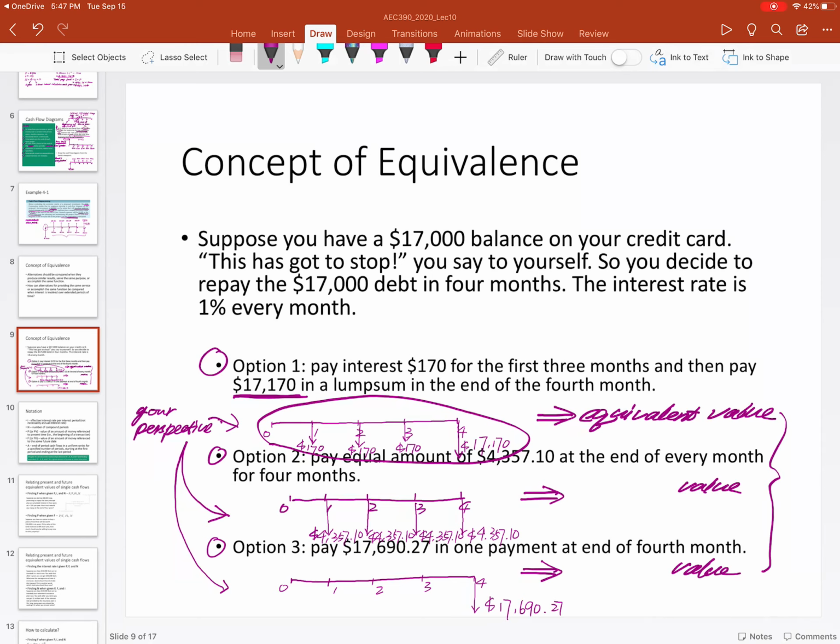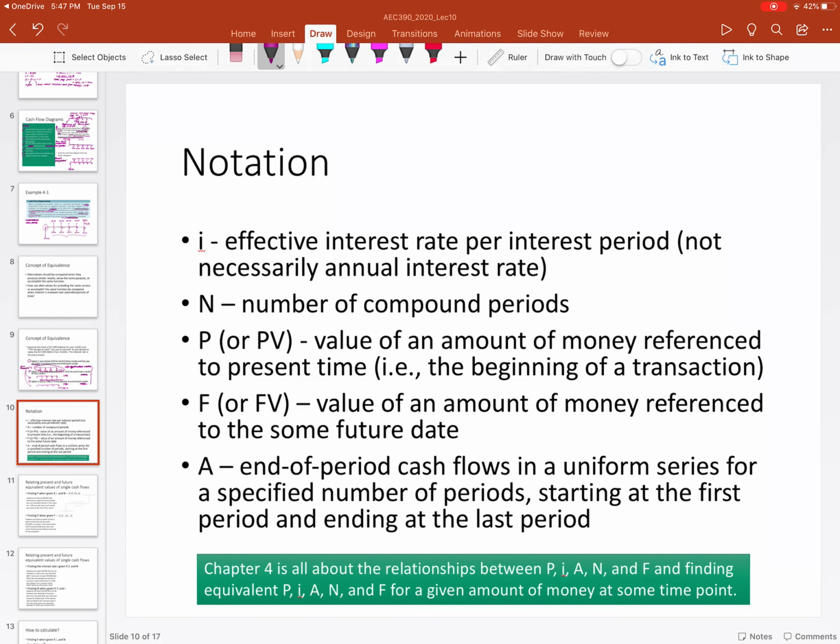Okay, just keep this logic in mind, and then we will teach you how to convert a cash flow into a single value to compare. Before that, let's learn some notation first. And so the first is the I. So we have learned this already. I is the effective interest rate per interest period. Okay, it's not necessarily annual interest rate. It could be monthly interest rate, quarterly interest rate. Okay, that's why I said it's effective interest rate. I didn't say it's annual interest rate.